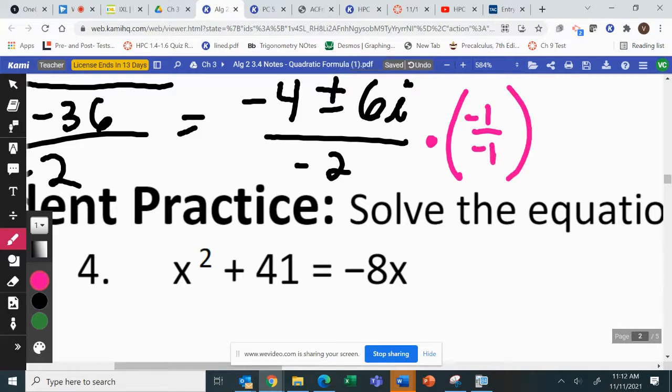What is even going on? Why would you do that? Because what do I want on the bottom? Positive. A positive 2. But I can't only change the bottom. That changes the value of the whole thing.